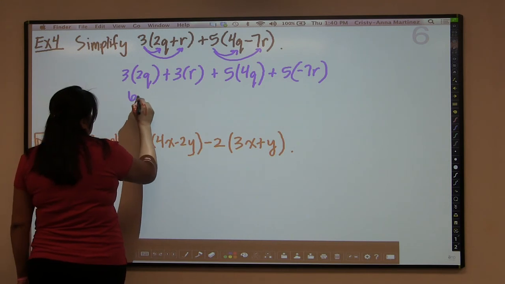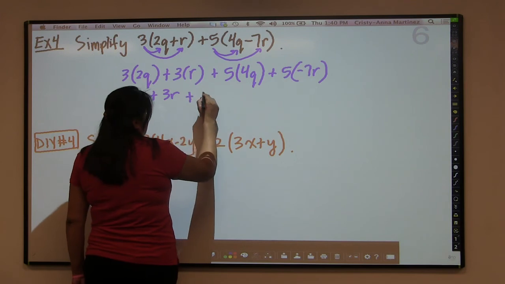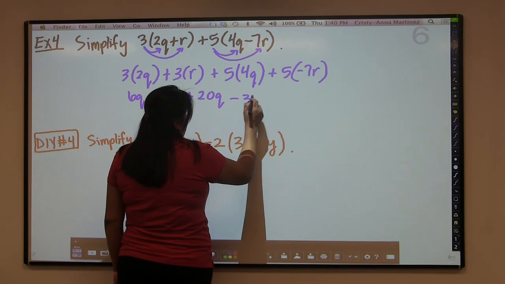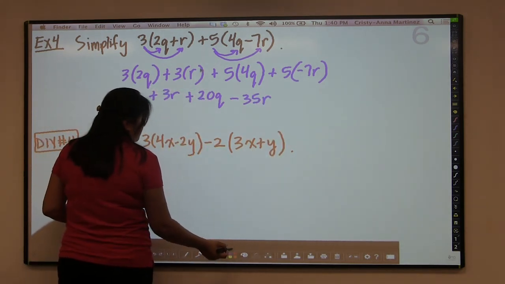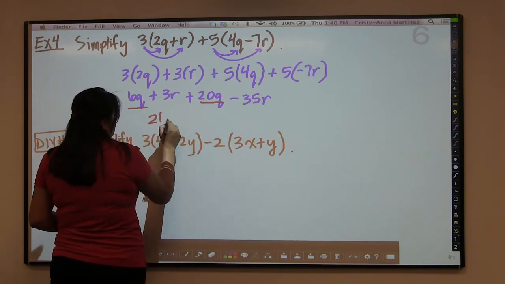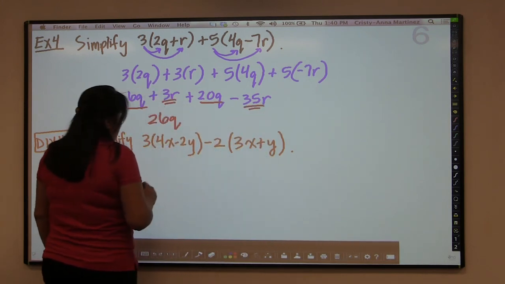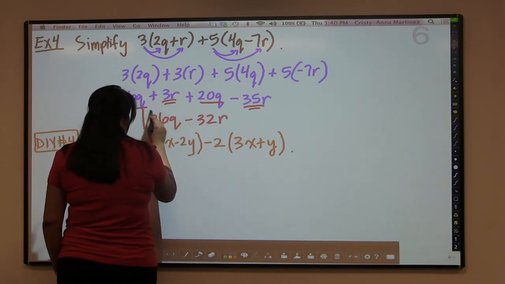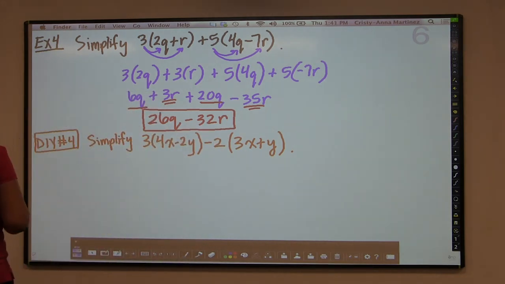Okay, so now we're going to simplify that. 3 times 2q is 6q, 3 times r is 3r, 5 times 4q is 20q, and then 5 times negative 7 is negative 35r. And then our last step is to try to combine like terms. So we can see that we've got 6 q's and 20 q's. That's going to be 26 q's. And then we have 3 r's and negative 35 r's. And that's going to be negative 32 r. And so this would be our final answer for the example 4 here.